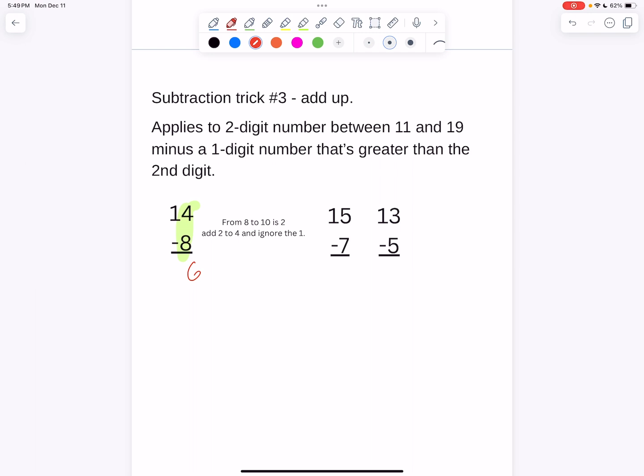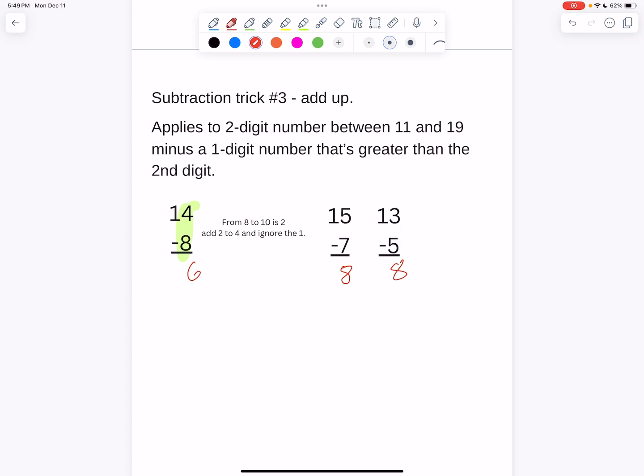Forget about the 1. Because basically you have 8 to 10 is 2, and 4 from 10 is 4. 2 plus 4 is 6. Same thing over here. 15 minus 7. 7 to get to 10 is 3. So 3 plus 5 is 8. And 5 to get to 10 is 5, plus 3 is 8. 13 minus 5 is 8, 15 minus 7 is 8, and 14 minus 8 is 6.